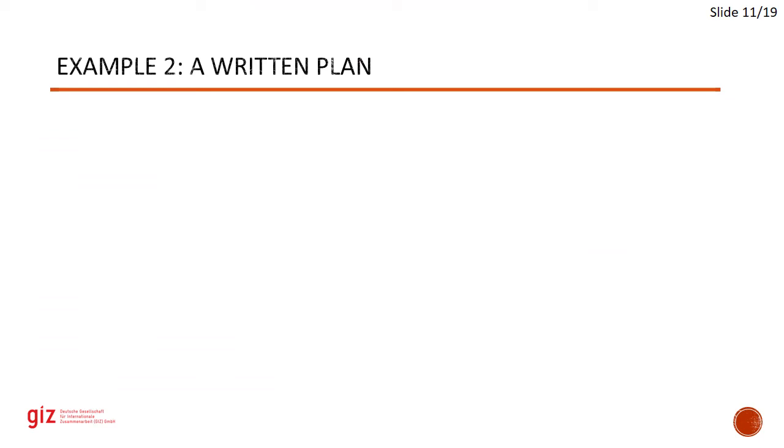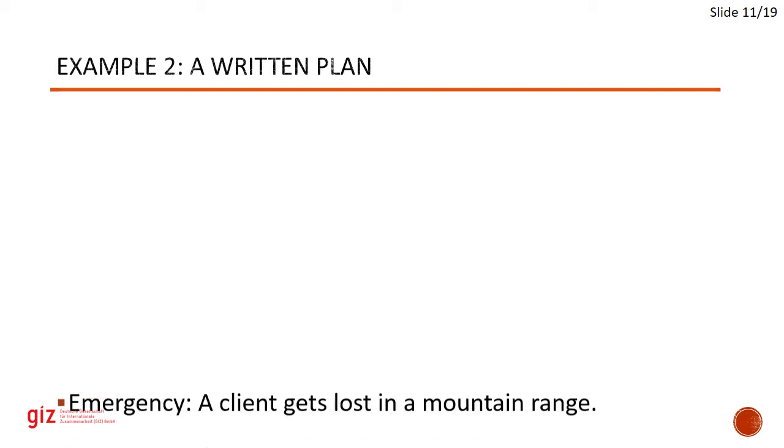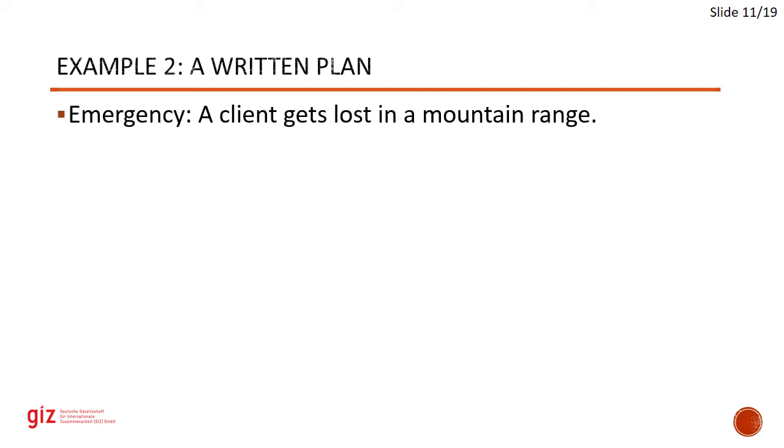Example 2. We will now give an example of a written emergency preparedness plan. Written emergency preparedness plans may be preferable if you want to give more details to your guide. Let's now take a new example. Let's say the emergency is that a person gets lost in a mountain range. What step-by-step instructions should we give to the guide?